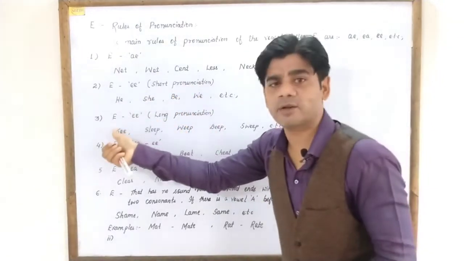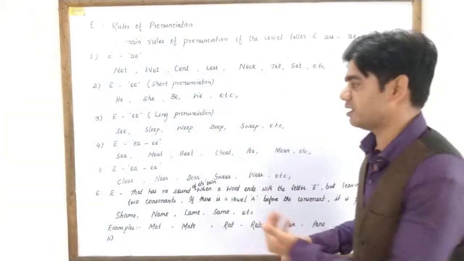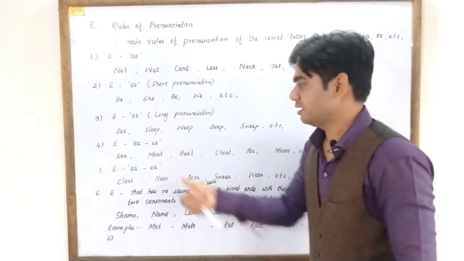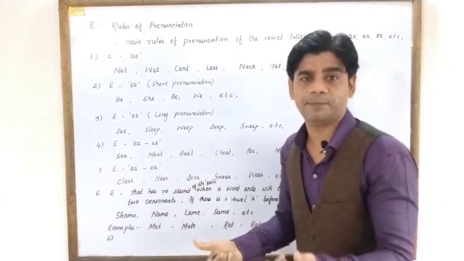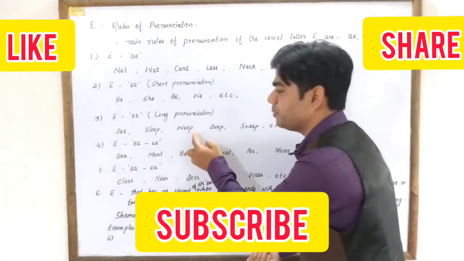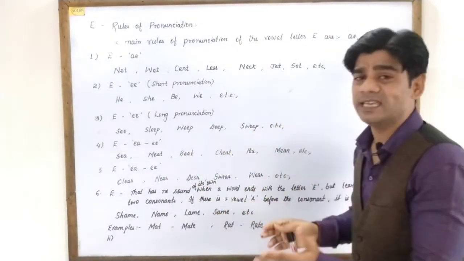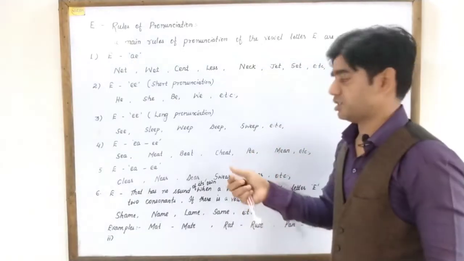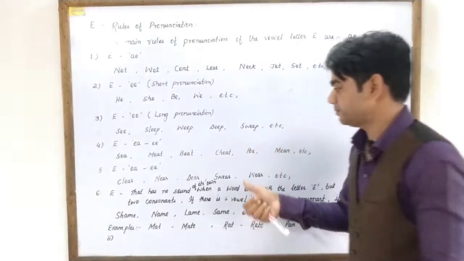Now, the next sound of letter E is E in a long pronunciation. For example, S-E-E, see. S-L-E-E-P, sleep. W-E-E-P, weep. So these are the words that contain letter E but produce the E sound in a long pronunciation. D-E-E-P, deep.